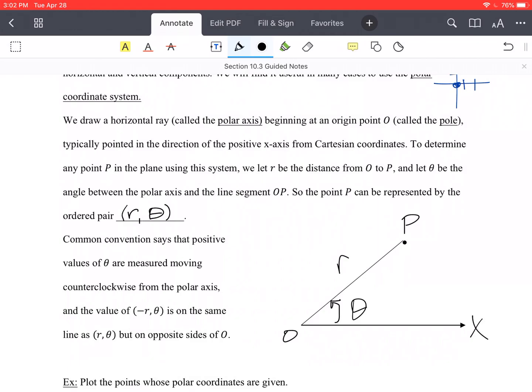Okay, so common convention says that positive values of theta are measured moving counterclockwise. So just picture what we normally do with the unit circle, right? We have our axes, and we start over here, and then we draw our circle counterclockwise like that. Okay, so it's the same kind of thing. So standard convention. So this is our polar axis.